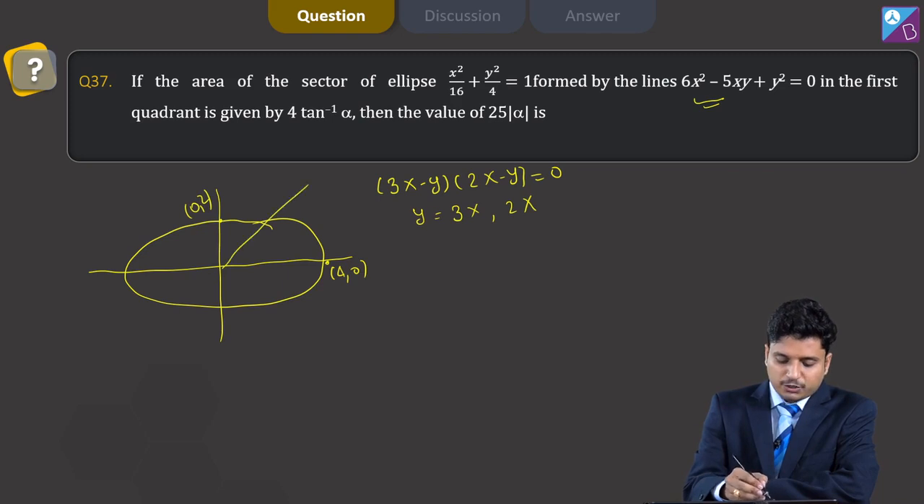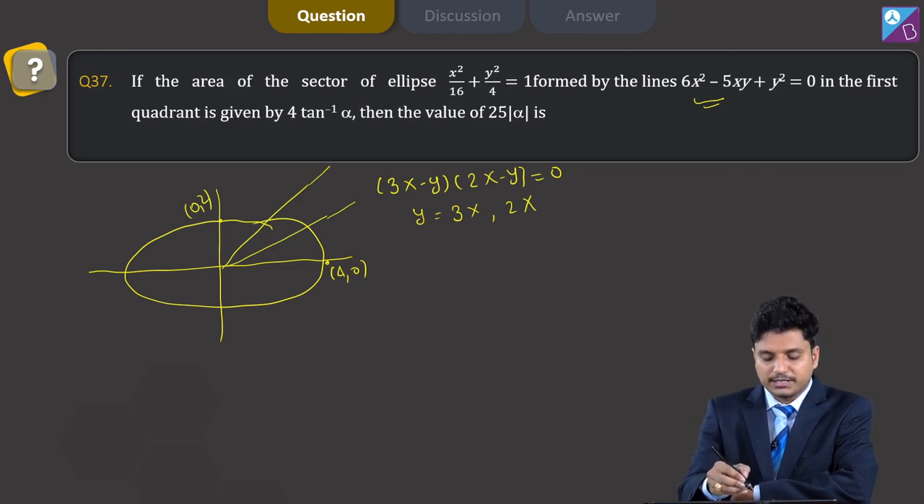So this is the actual sector. Suppose this is y is equal to 3x line and this is y is equal to 2x line. This is the actual sector, that is what you have to calculate. Y is equal to 3x and y is equal to 2x, that in between area, that is what you have to calculate. But in case of ellipse, it is little tougher to actually calculate this area, that sector. But in case of circle, it is quite easy. So we will use circle in order to obtain this result.